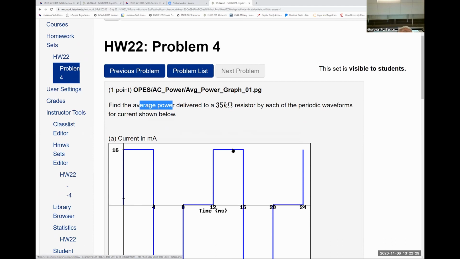So RMS, we go back to that thing, square it, take the integral over a period, divide by the period, take the square root of that. That gives you its RMS value. If it's a sinusoid, great. The first one's not sinusoidal at all. So we got to square this thing. These are just some constant values, positive and negative.